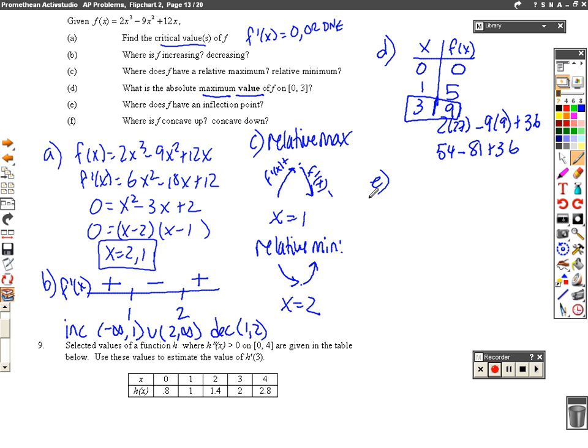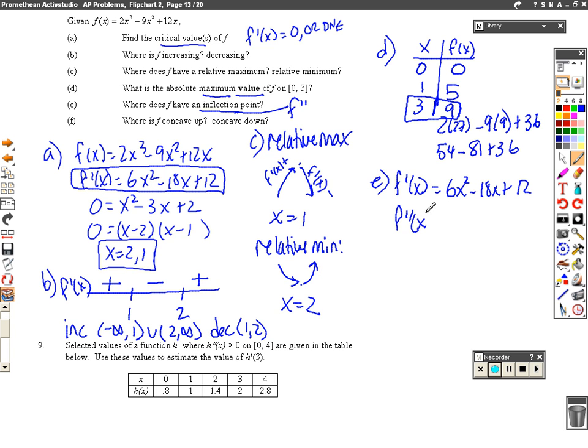All right, section E. Where does f have an inflection point? Anytime you see the word inflection, you should think second derivative. So let's go back to our first derivative. Actually the first derivative, not the one I simplified, the first derivative. And that was 6x squared minus 18x plus 12. And take its derivative to get the second. That becomes 12x minus 18.